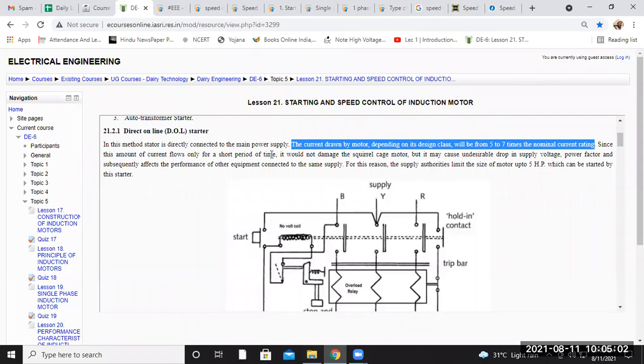Since this amount of current flows only for a short period of time, it would not damage the squirrel cage motor. It may cause an undesirable drop in supply voltage and power factor, and subsequently affect the performance of the other equipment connected to the same supply. Okay, fine. That we have discussed.